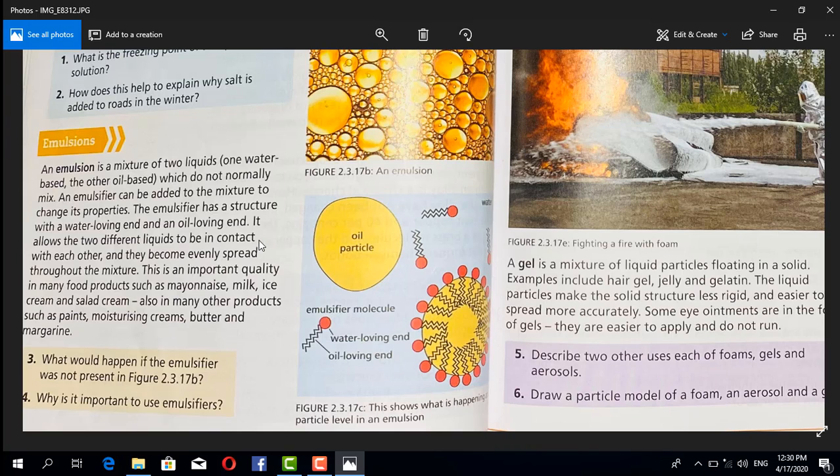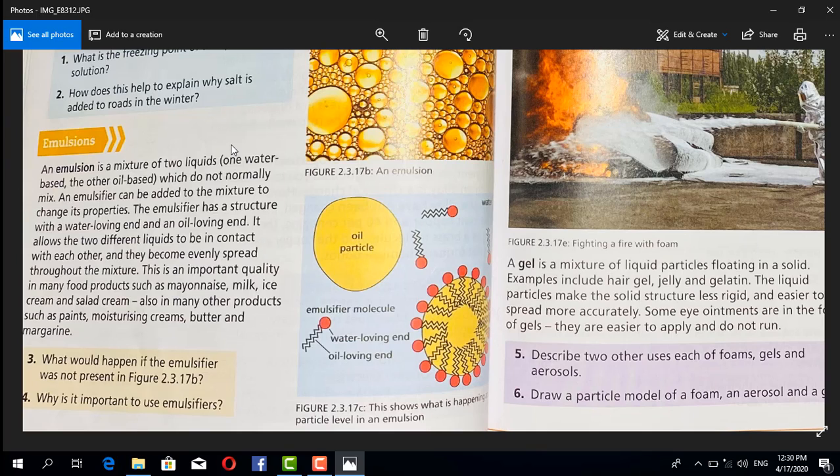So here comes the role of adding emulsifiers. Why? Because an emulsion is a mixture of two liquids. One is water-based and one is oil-based. Emulsifiers enable them to be emulsified, or actually mixed, despite the nature of these two substances.